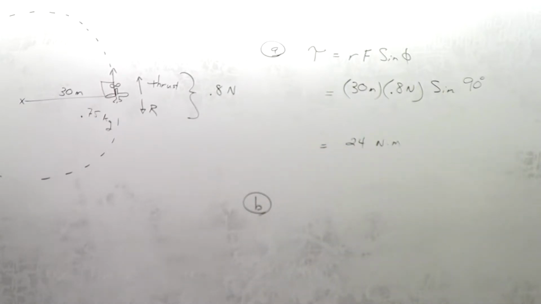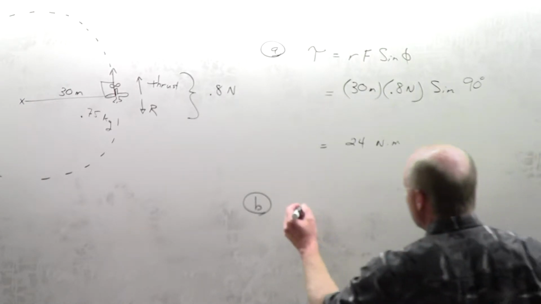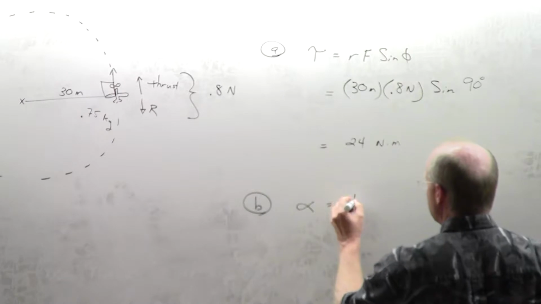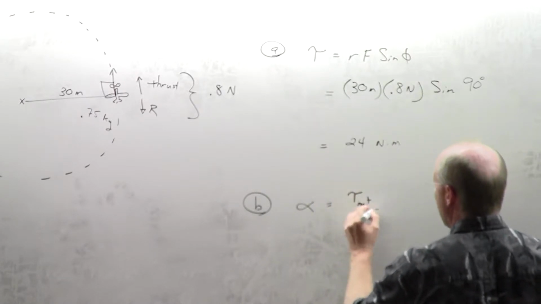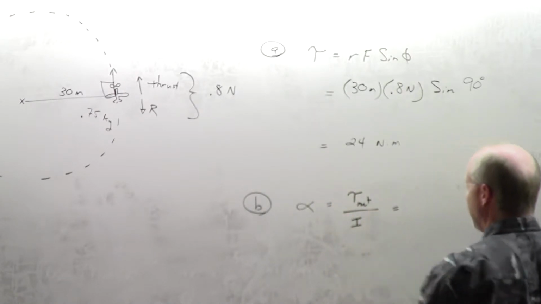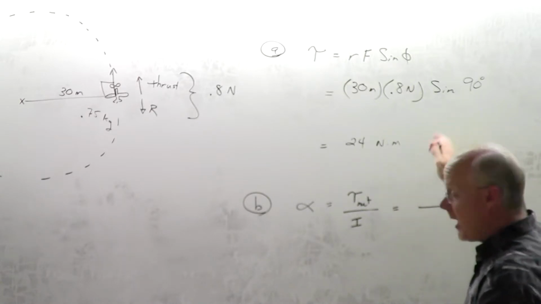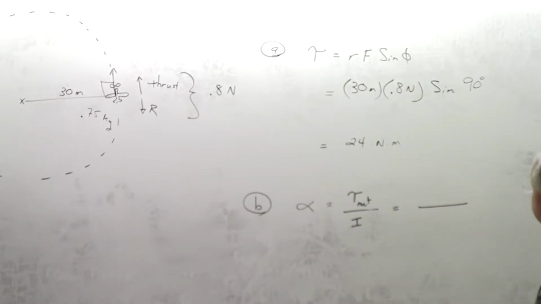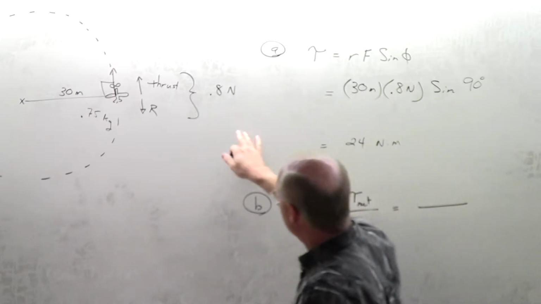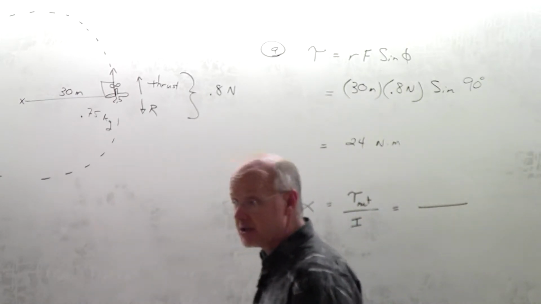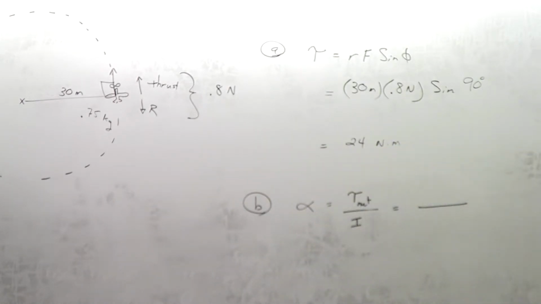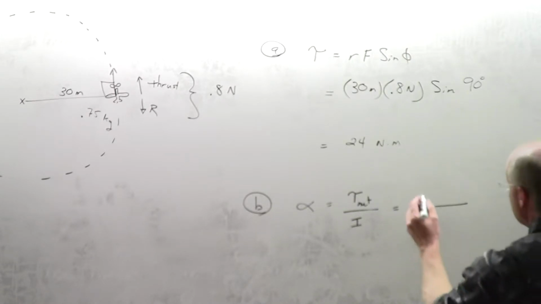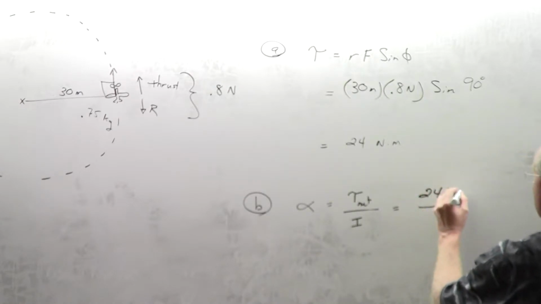Well, this is our first Newton's second law calculation here. Newton's second law says that the angular acceleration is the net torque divided by the moment of inertia. Now, I'm sure that's why we just did part A. What is the net torque? Well, the net torque results from these net forces. So we have both a thrust and an air resistance. The author put them together for us, and we come up with a torque of 24 newton meters.